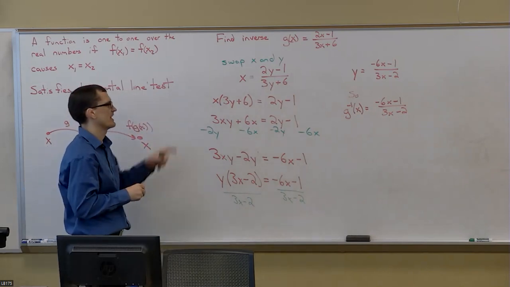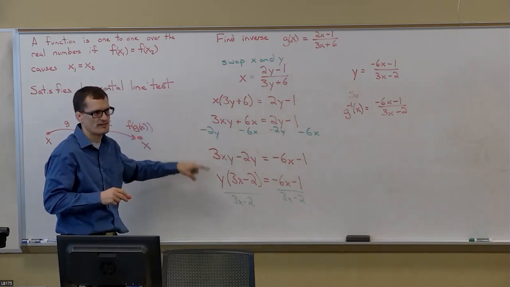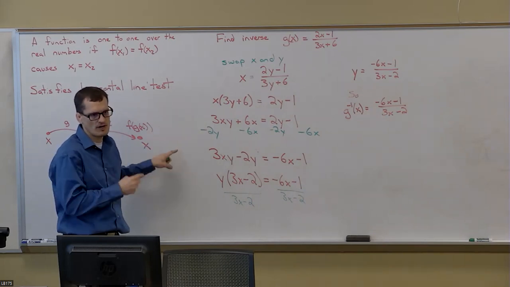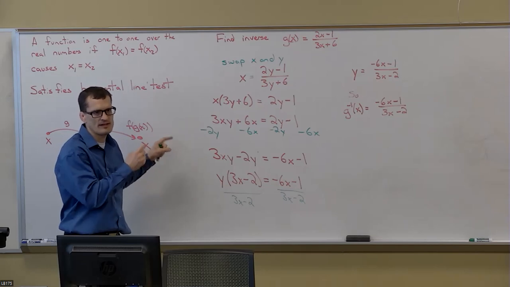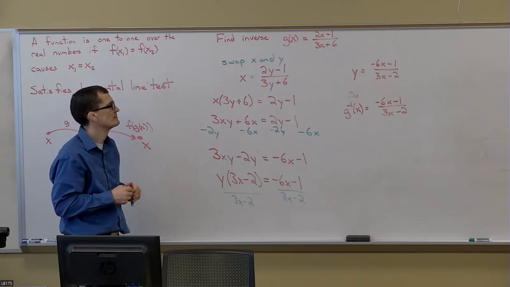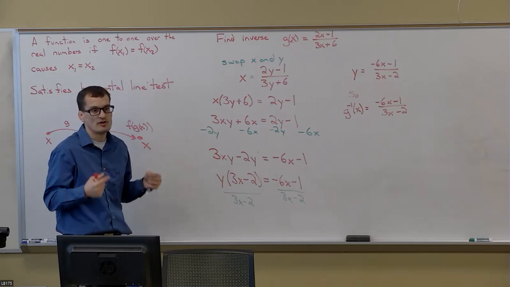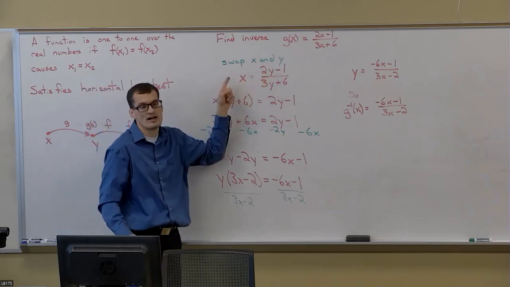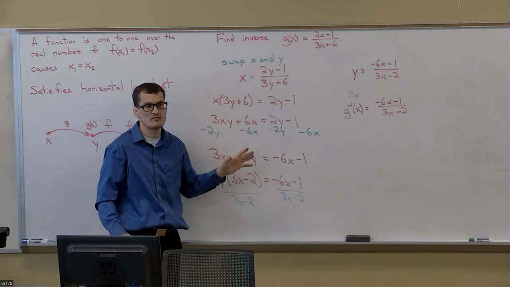So I just want to give you that trick because sometimes people forget how to solve for y in that case. Get all the y's over, factor out y, divide by whatever's left. But it's the same thing over and over and over. If ever you want to find an inverse, you want to swap x and y values and then solve.